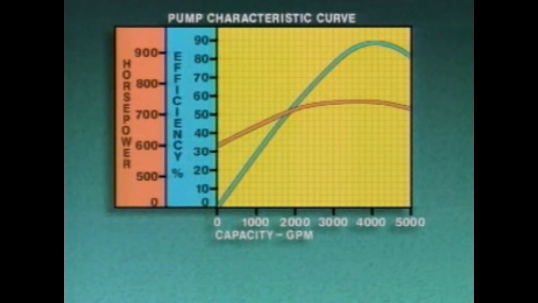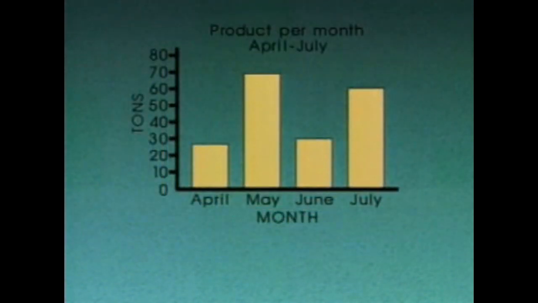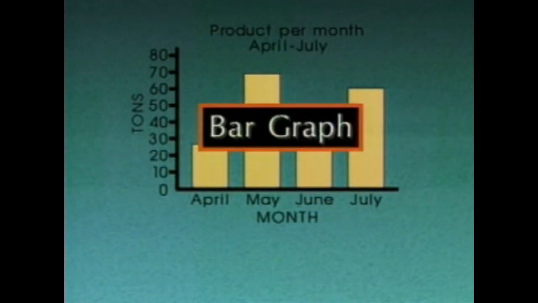An XY graph can show more than just two variables. This pump characteristic curve graph shows the relationships among several pump operating characteristics. We can read values for efficiency and horsepower on the Y-axis and the capacity or flow rate of the pump in gallons per minute on the X-axis. Another type of XY graph is a bar graph.